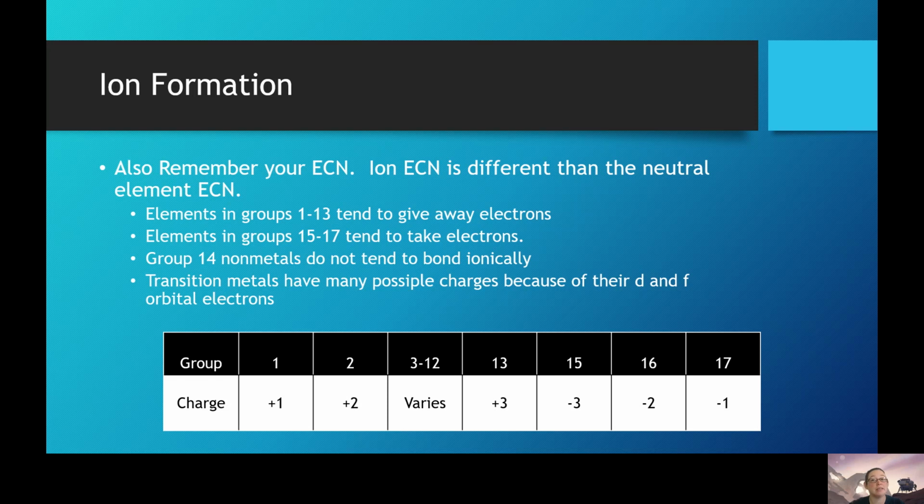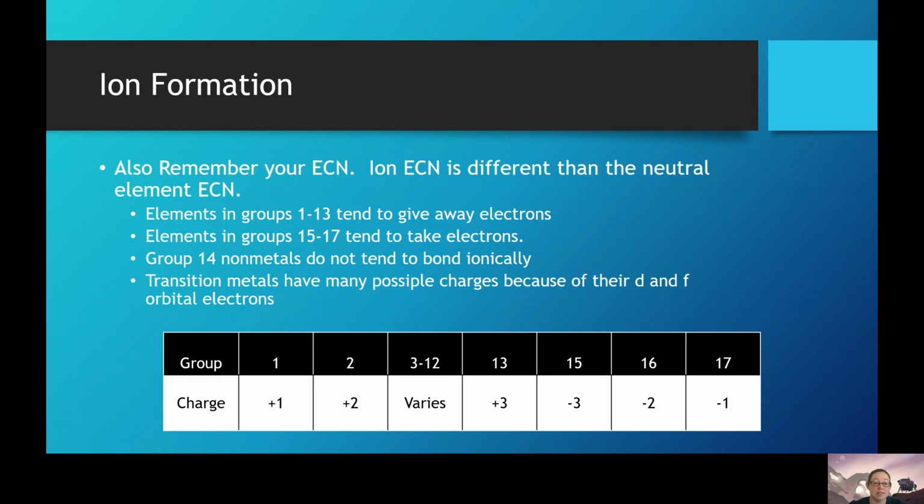Group 13, we're mainly looking at aluminum, is a +3. Group 15 tends to have a -3 charge, 16 is -2, and 17 is -1. If you want to label your periodic table with these, definitely do that if you think it'll help you figure these out as you go.